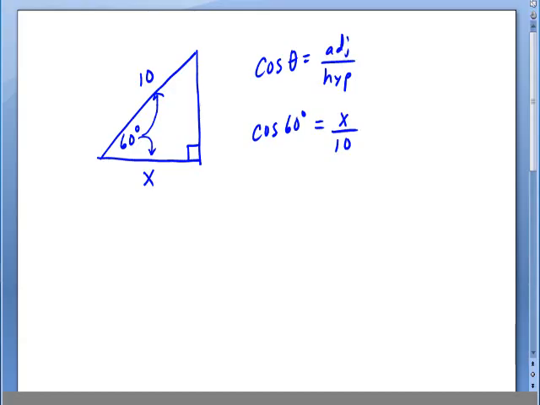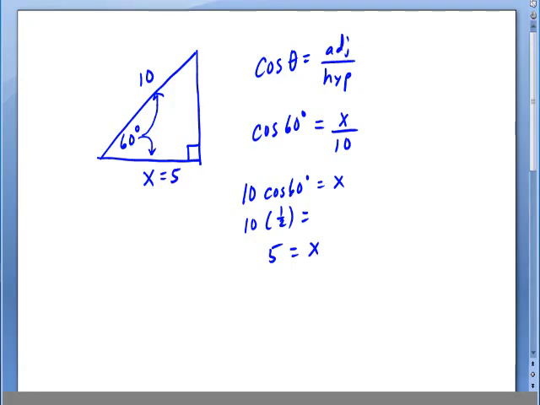It's very easy to solve this for x. I just need to multiply both sides by 10. So 10 times the cosine of 60 degrees is equal to x. And from earlier, in the previous module, we had the cosine of 60 being equal to 1/2. So 10 times 1/2 looks like, in this case, x is equal to 5.